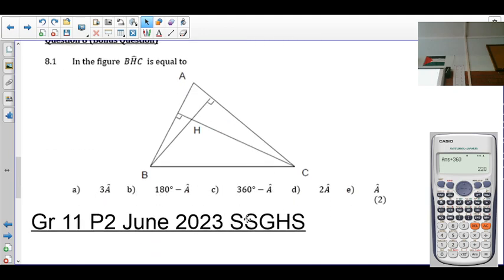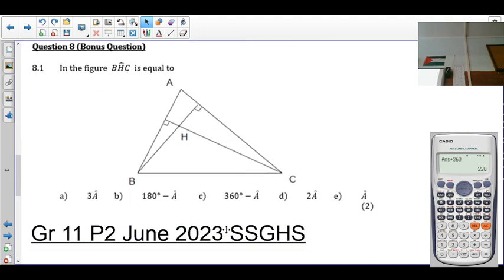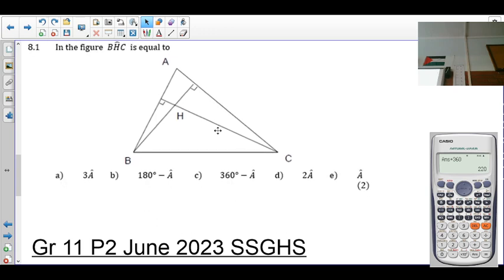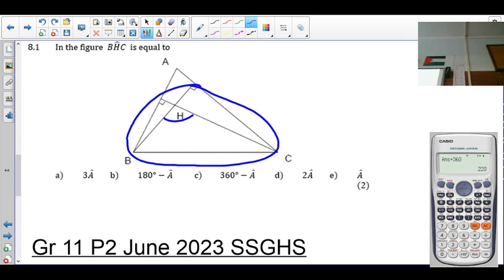The bonus question. Alright, so in 8.1, here we are told that in the figure DBC, BHC is equal to... So they want to know what the size of this angle here is, in terms of A. Now you see this is 90 and this is 90. So what I see here is actually a cyclic quad. But they want it in terms of A.